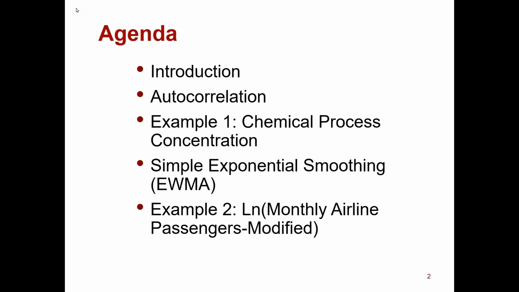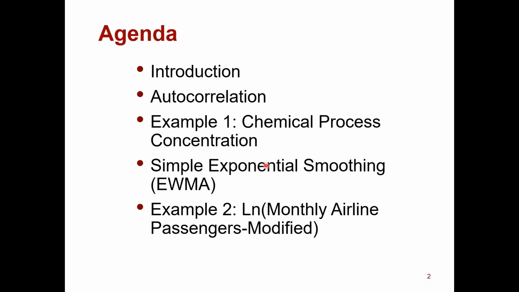So there's going to be a little bit of overlap with part 2, not too much, but just a little bit of overlap on the time series forecasting. And then the focus of the session is on control charts for autocorrelated data. So I'll review the subject of autocorrelation, an introduction to the problem of autocorrelation for control charts. The example that we looked at in part 2, chemical process concentration, we'll revisit and create a control chart on the residuals.